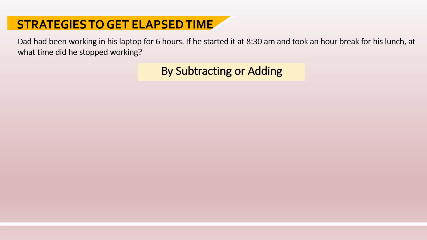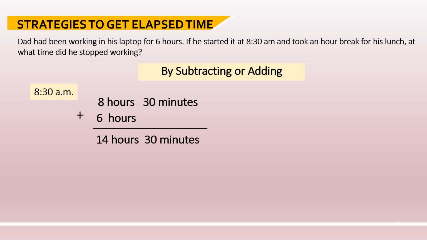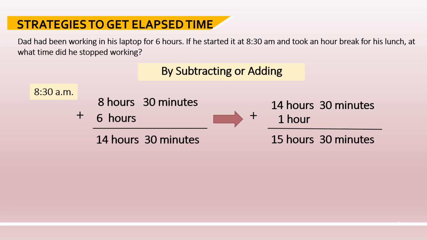Dad started his work at 8:30 a.m., which means it is 8 hours and 30 minutes after midnight. Add to that the number of hours he spent working, which is 6 hours. We have 14 hours and 30 minutes after midnight. Don't forget his hour for lunch break, which gives us 15 hours and 30 minutes.